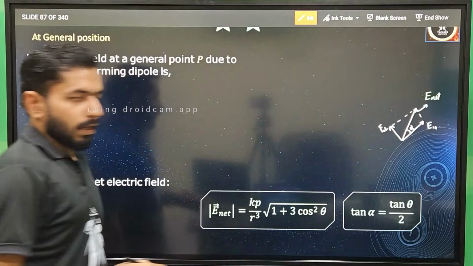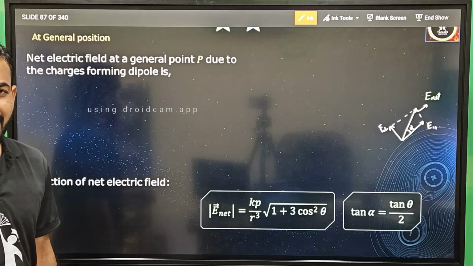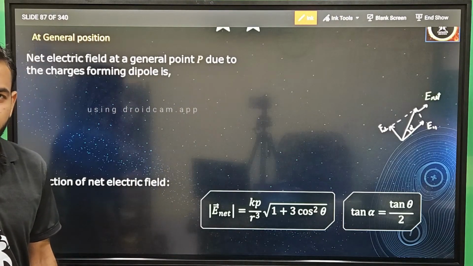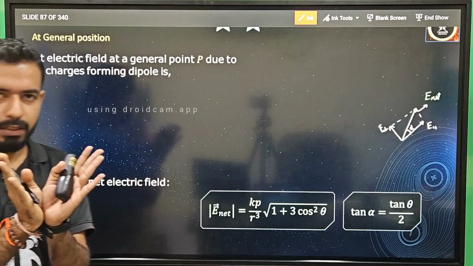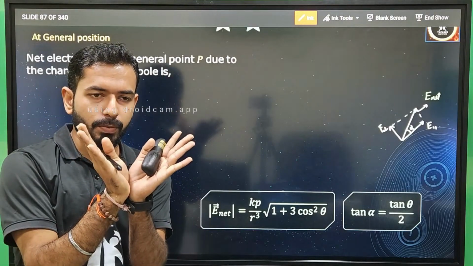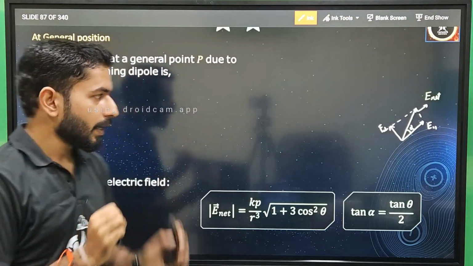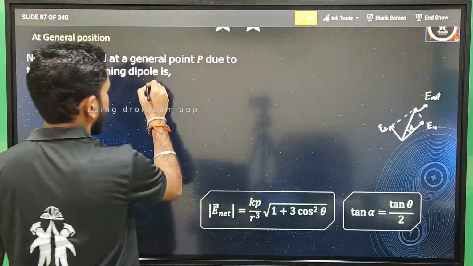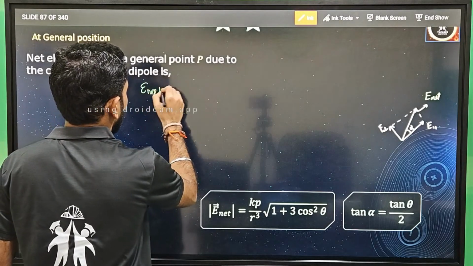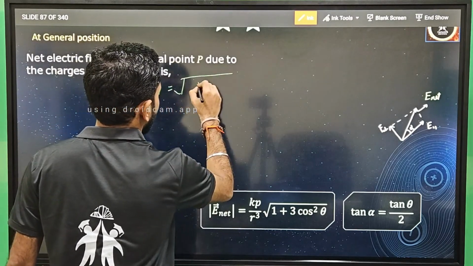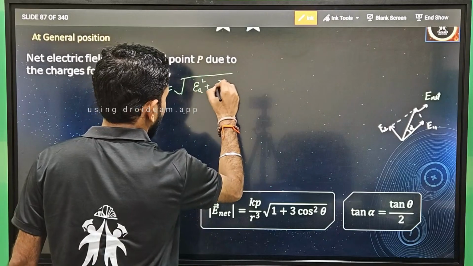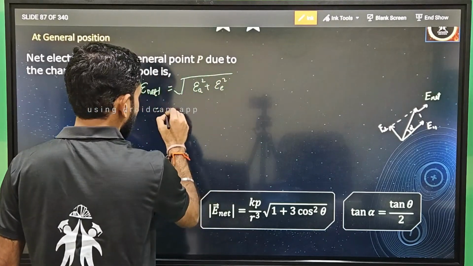Now see, those were the two components, and can you say both of those components will be perpendicular to each other, because one is due to axial position and one is due to equatorial position. That means of course their angle is going to be 90 degrees. So what can I say about the net electric field? The net electric field will be written as the square root of axial position square plus equatorial position square.